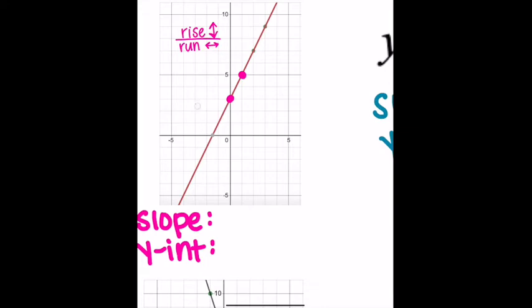So if I start at this point, then I'm going to count up or down first. So I'm going to go up 2, so I went up 2, and I'm going to go right 1. So my slope, my rise over run, I went up, so that's a positive 2, and I went right, so that's a positive 1. So this slope is 2, or the rise over run is 2 over 1, which simplifies to 2.